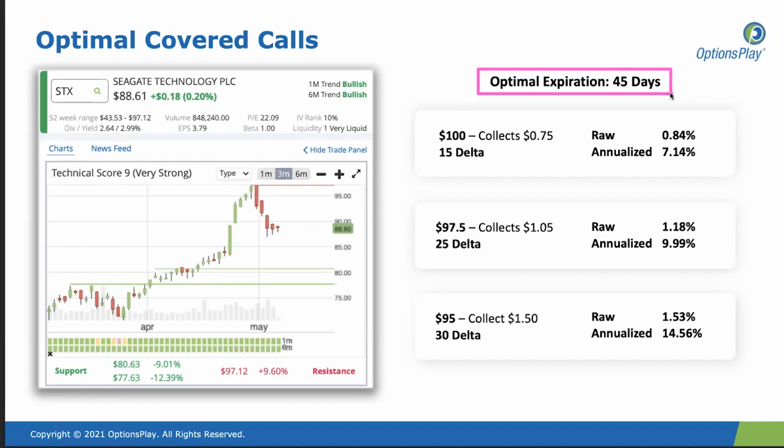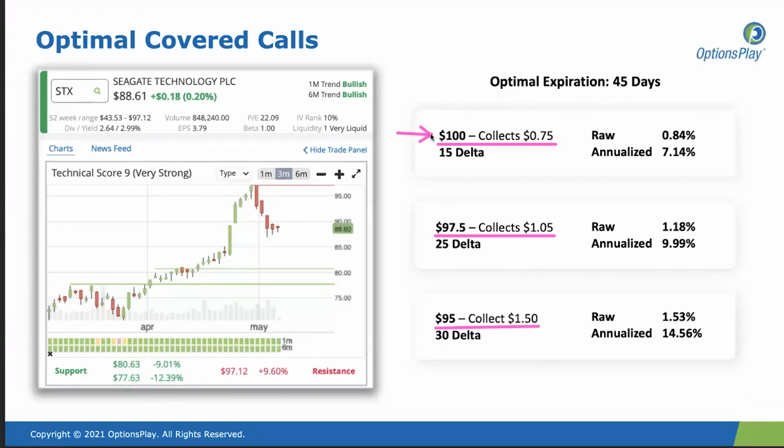Let's just talk about the strike prices, right? I'm going to give you a few choices: 95, which is around right here, 97.5, and 100. These are the three choices you could have. You can obligate yourself to sell your stock at 95, 97.5, or $100. When you sell the $100 strike price call, you collect 75 cents in income. You sell the 97.5 call option, you collect $1.05 in income. You sell the 95 call, you collect $1.50 in income.